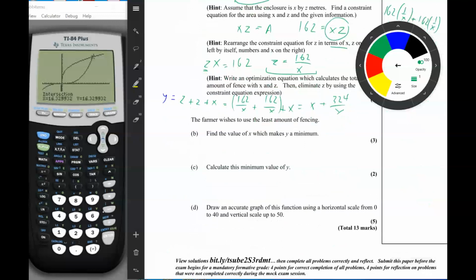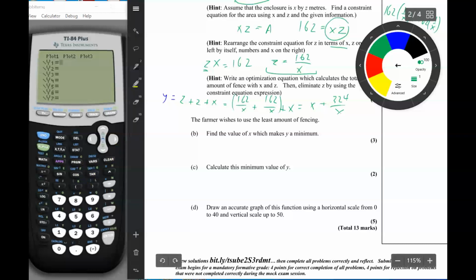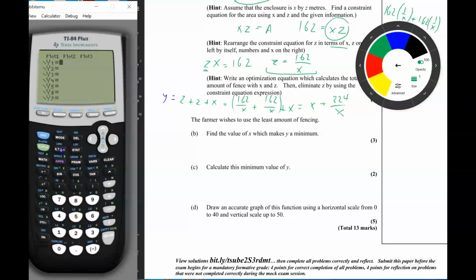Then it says the farmer wishes to use the least amount of fencing, so find the X which makes Y a minimum. So, of course, I'm going to use the calculator for that. Now that we have this expression, Y equals X plus 324 divided by X, let's graph that and see what the minimum point is, because we want to know the minimum amount of fencing possible.